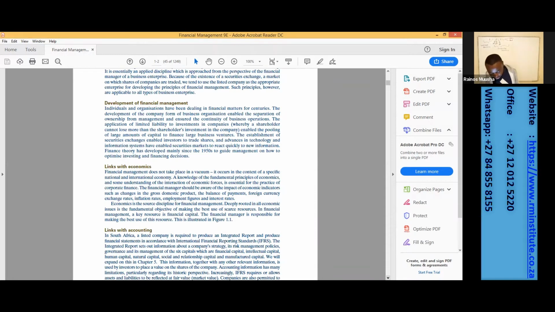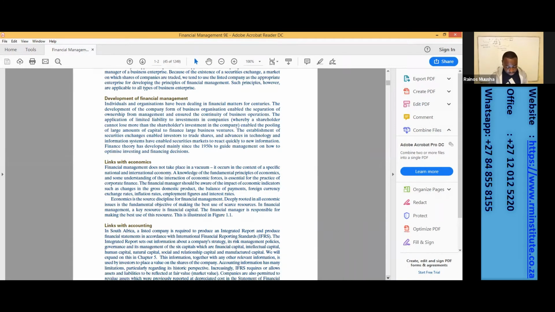How financial management links with economics is that the economists are the ones who prepare the models that we use in financial management, for example the dividend discount model or free cash flow valuation models. In most cases, the economists are the ones more responsible for preparing those models that the financial manager is going to be using.